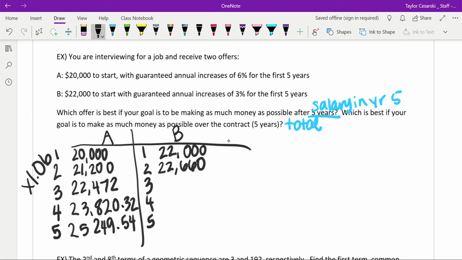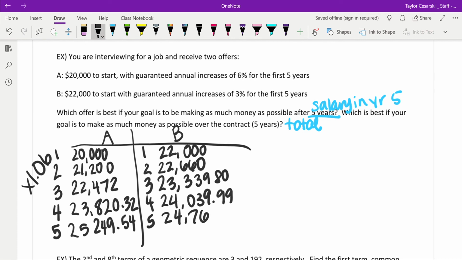22,660, 23,339.80, 24,039.99, and 24,761.19. Okay, so my first question asked me what offers the best if your goal is making as much as possible after 5 years. So that question's pretty easy to answer. I can see that A makes more money after 5 years.